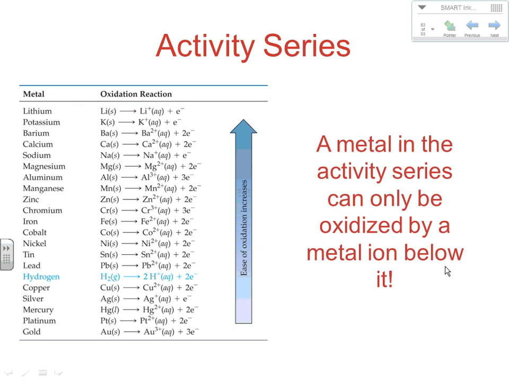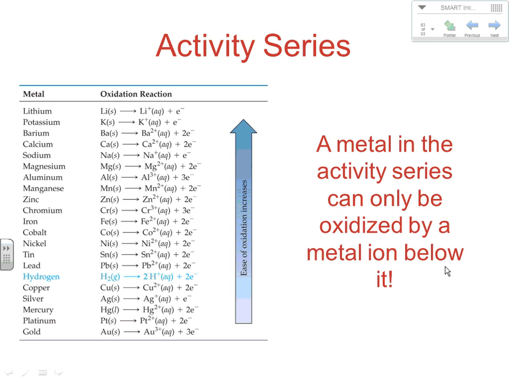So this is an example of an activity series. And it's really showing the oxidation reaction that would happen if the lithium became a lithium ion. And remember, the higher up you are, the more likely you are to react. The farther down you go, the less likely you are to be oxidized. So gold, highly unlikely that it's going to be oxidized. So a metal in the activity series can only be oxidized by a metal ion below it.